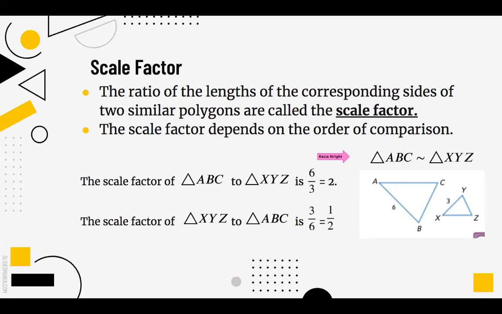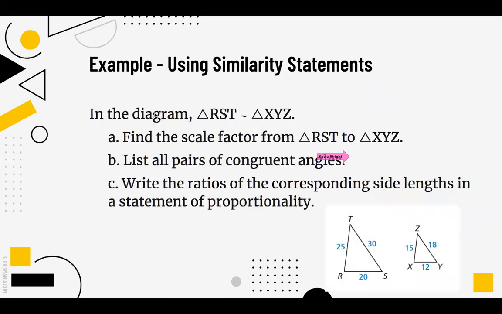All right, next. So in the diagram, RST is similar to XYZ. So we need to find the scale factor, list all the congruent angles, and then write the corresponding ratios. So I'm going to give you about 1 minute to do that. 1 minute.